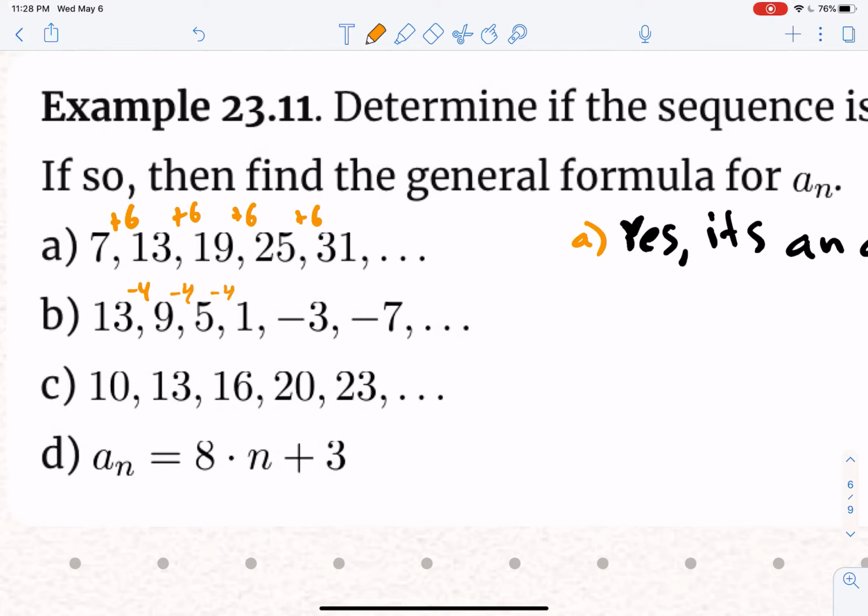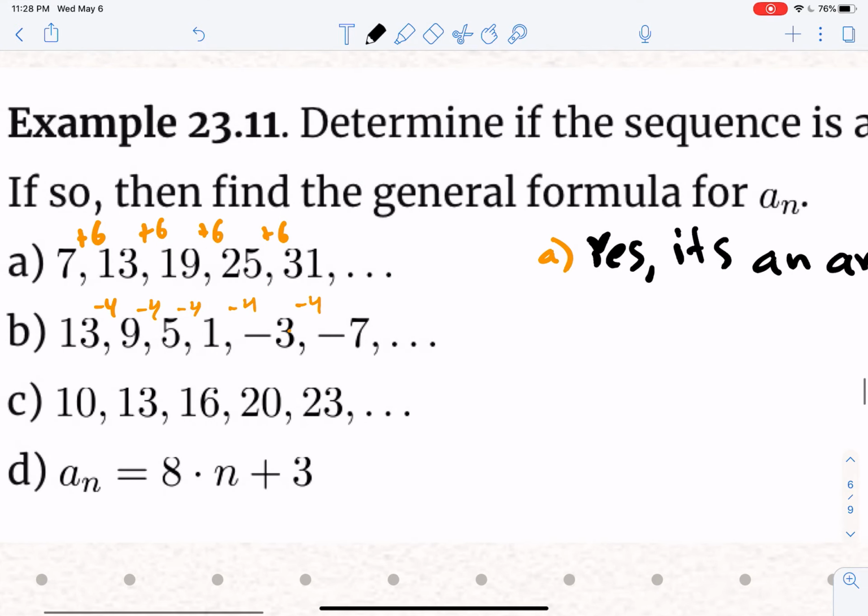If we take 1 and we subtract 4, 1 minus 4 gives us negative 3. So this is also subtract 4 and it gets us to negative 3. And then negative 3 minus 4 gets us to negative 7. So although this one goes down and it also goes into the negatives, nonetheless, it is an arithmetic sequence. So this is our part B. Yes, it's an arithmetic sequence.